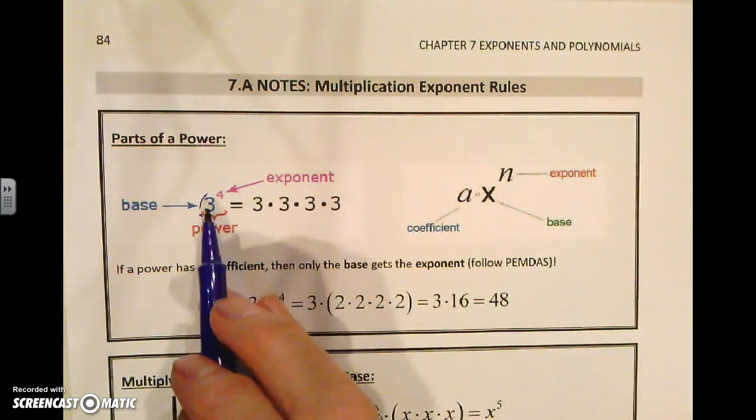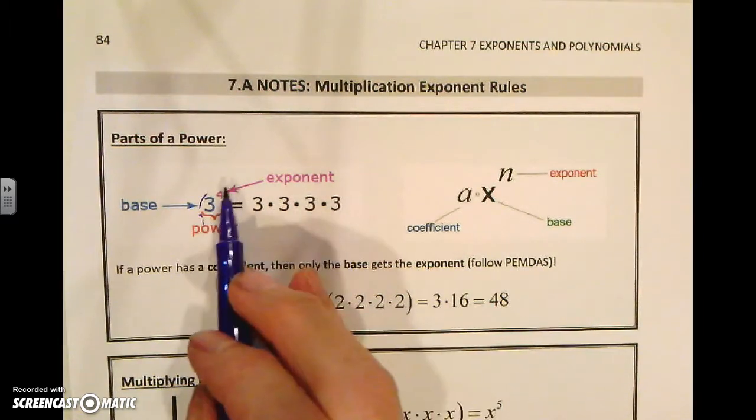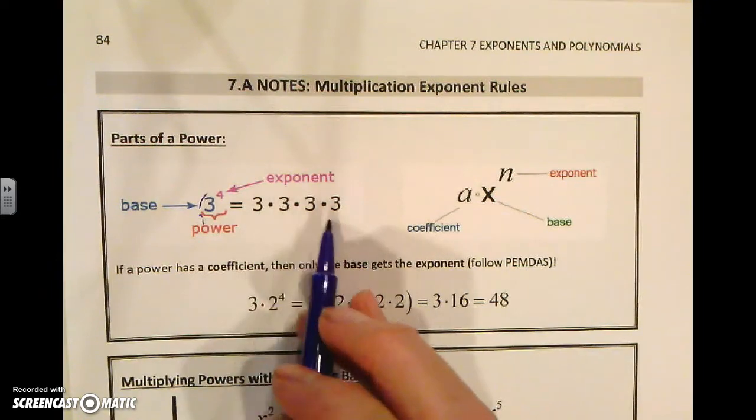If we expand 3 raised to the 4th power, this means to take the base and multiply it times itself 4 times, and that's what we get from the exponent. So base times itself 4 times.